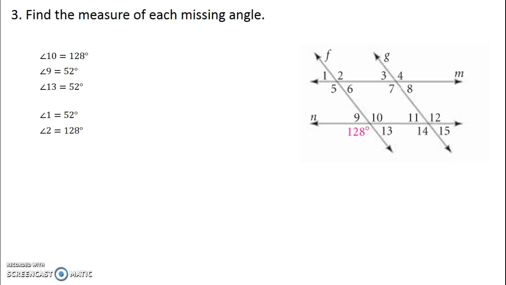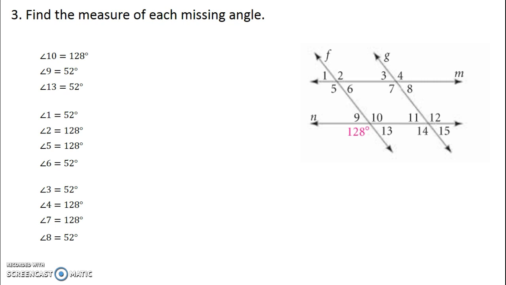Angle 2 is corresponding with angle 10, so it's 128. Angle 5 corresponds with the original 128. Angle 6 corresponds with angle 13. Then I'm going to move over to angles 3, 4, 7, and 8. I'm going to keep pairing it now with the angles that we just got done with. Angle 3 corresponds with angle 1, so they're congruent. 4 is congruent to 2. 7 is congruent to 5, 8 is congruent to 6.